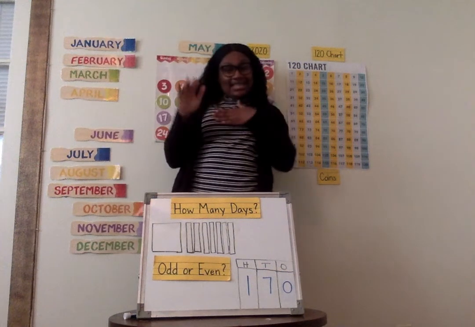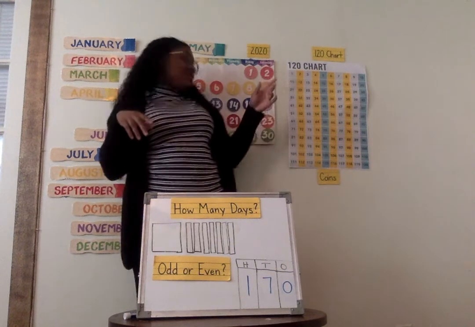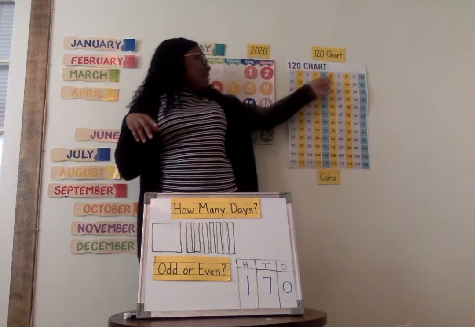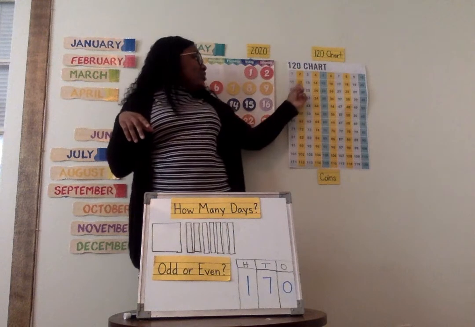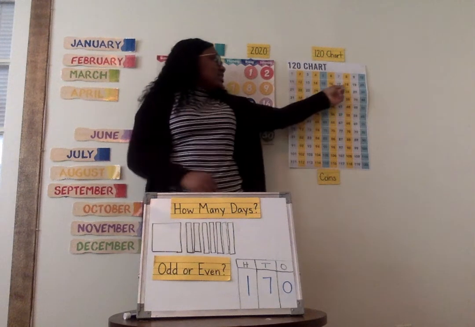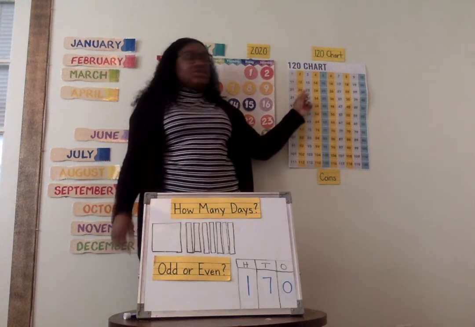Friends, it's time to switch count. It's time to count by ones. Get ready. 1, 2, 3, 4, 5, 6, 7, 8, 9, 10, 11, 12, 13, 14, 15, 16, 17, 18, 19, 20, 21, 22, 23.